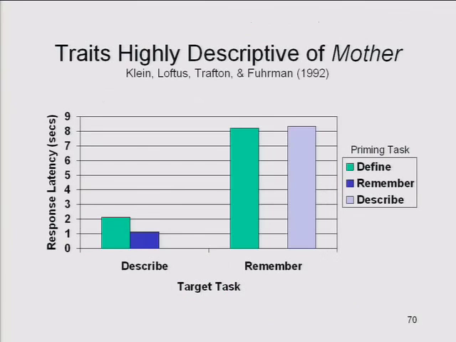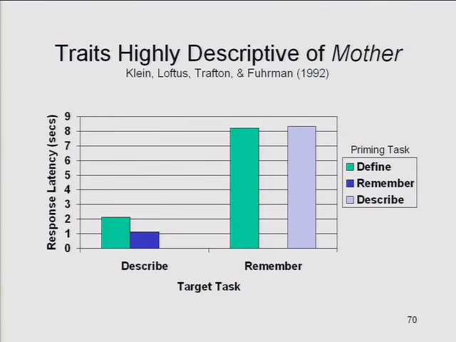What's interesting here is they broke this up into traits that were highly descriptive of the person's mother and traits that weren't descriptive of the mother. And this is the most important thing: we're looking at response latencies here. What you can see is that the target task, the task on trial N, is either to describe the mother or remember an episode involving the mother. Then the priming task is either the definitional task, which is kind of a control, or remember an episode, or is the trait descriptive.